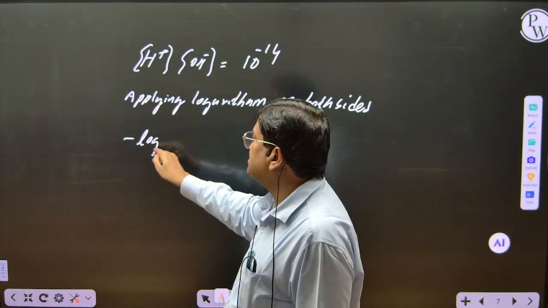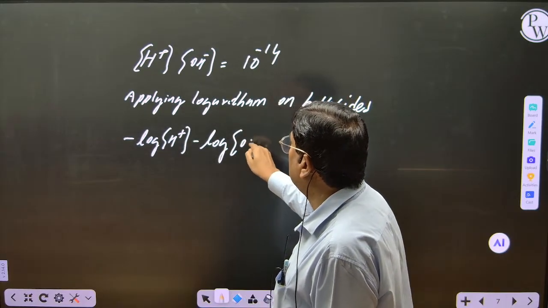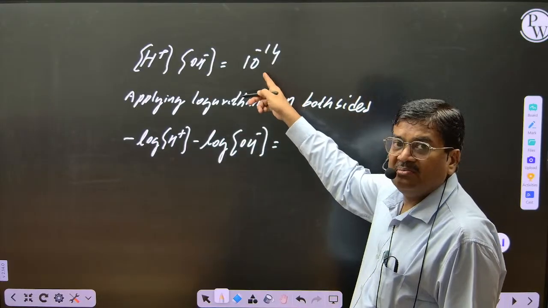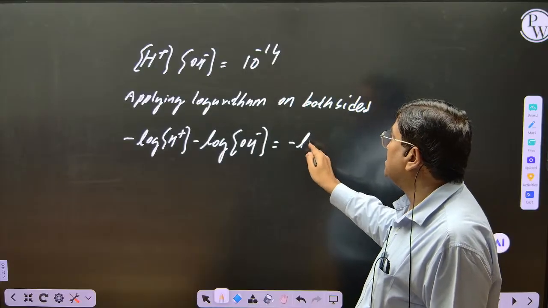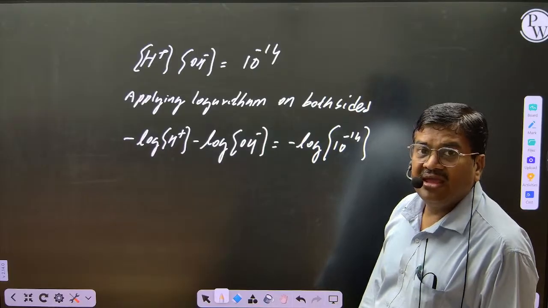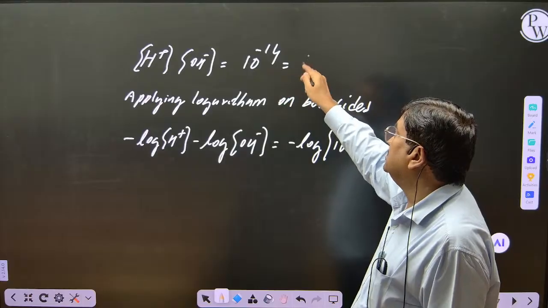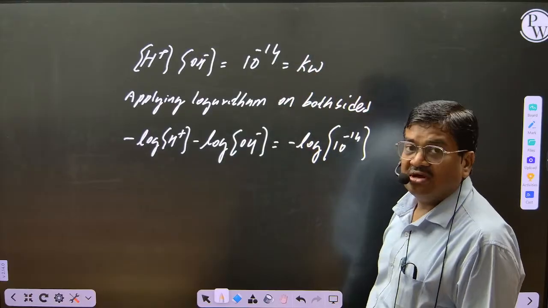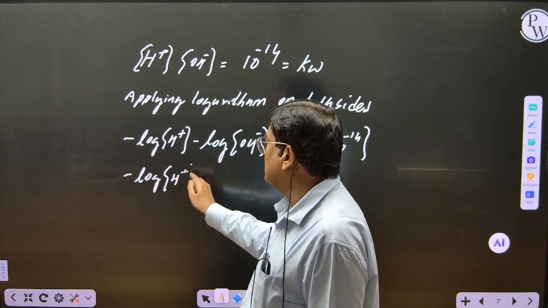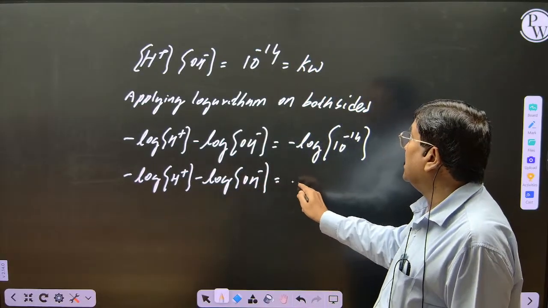Minus log of H plus ion minus log of OH minus ion is equal to minus log of 10 power minus 14, or I can write that as Kw. So minus log of H plus ion concentration minus log of OH minus ion is equal to minus log Kw.